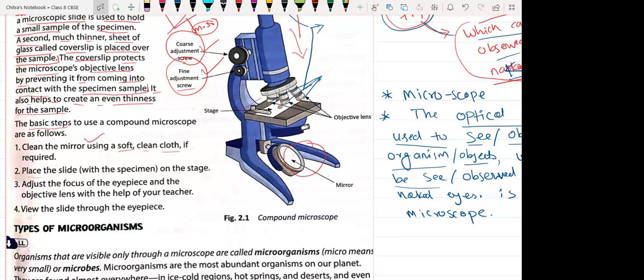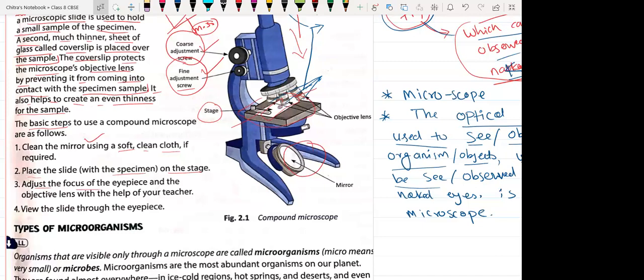Then place the slide. This is the stage. This is called what? The stage. Here we have to place the slide, and here we have a stopper clip so that it does not move. It makes the slide fixed at a particular place. Place the slide with the specimen on the stage.